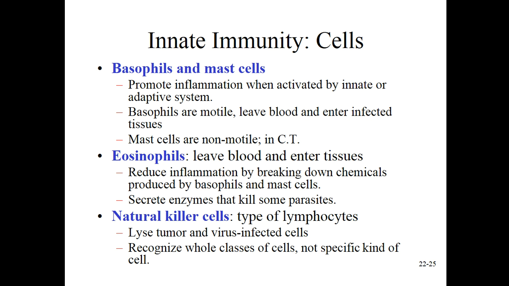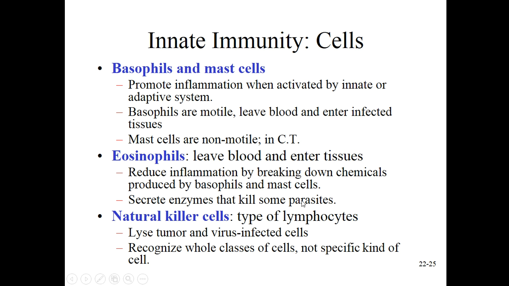Basophils and mast cells are also innate immunological cells. They promote inflammation when they're activated, and they release histamine primarily, causing redness and swelling and attracting a lot of white blood cells to the site of allergy or infection. Eosinophils reduce inflammation by breaking down chemicals, and so they sort of keep the basophils in check, and they also kill some parasites.